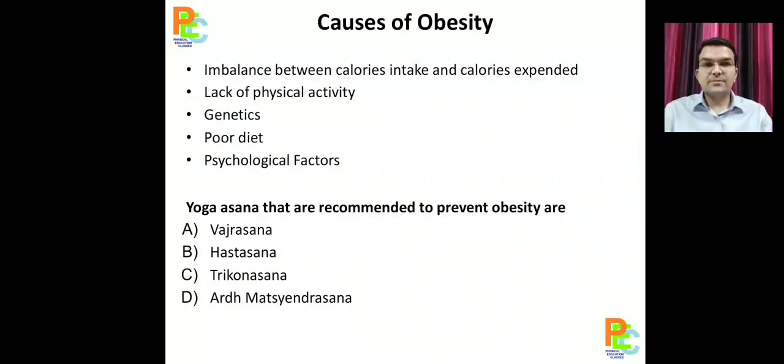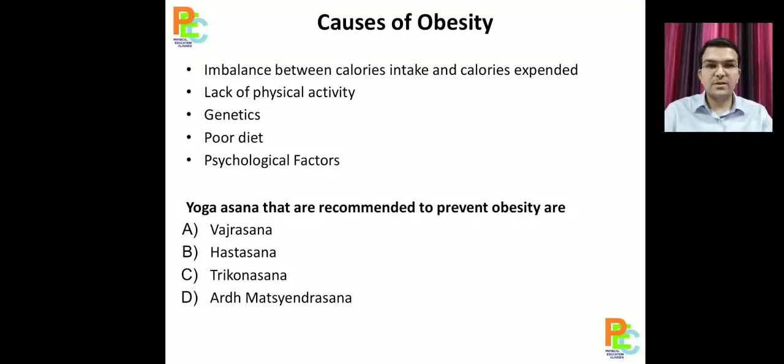Third is genetics. It can be hereditary also. If parents are obese, the individual might get obesity. Next is poor diet. If an individual is not having a proper diet with all the nutrients, vitamins and minerals, and is having fast food and junk food all the time, they might become obese. The next point is psychological factors. Mental stress and depression may also lead someone towards obesity, because in such situations individuals tend to eat more.